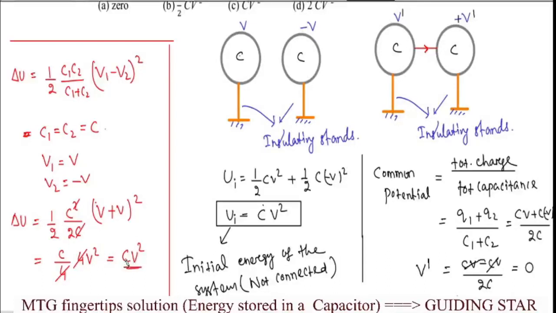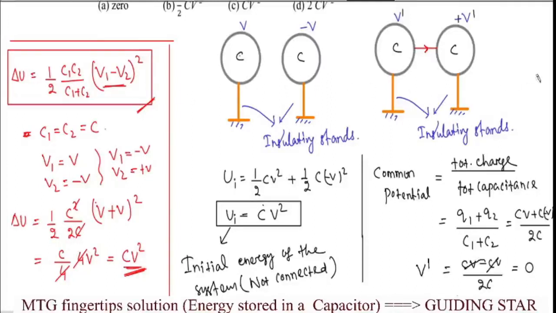So always remember, here in this particular case, don't get confused about V1 minus V2. Suppose if we have interchanged the values, if we take V1 equal to minus V and V2 equal to plus V, don't get confused, it will always be positive, because even if a negative sign comes, the square will be positive. So here loss of energy is coming out to be CV square. You can use the direct formula, you can remember this formula for loss of energy. Clear?